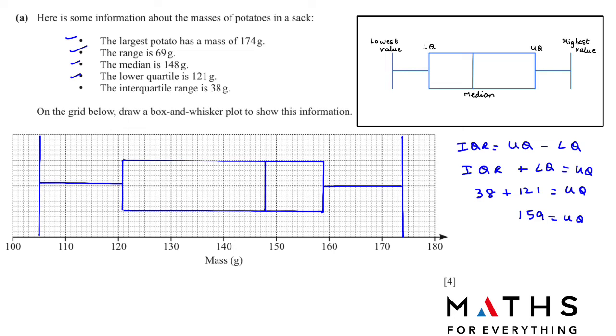So if you want, you can write down that this is your lowest value. Sorry, your lower quartile. Your median, your upper quartile, highest value, and the lowest value.